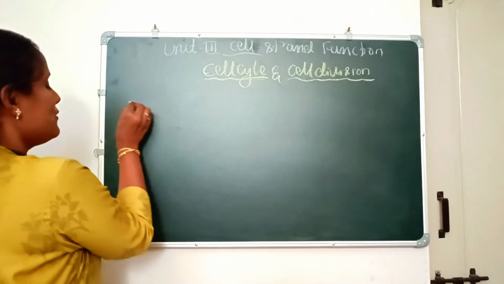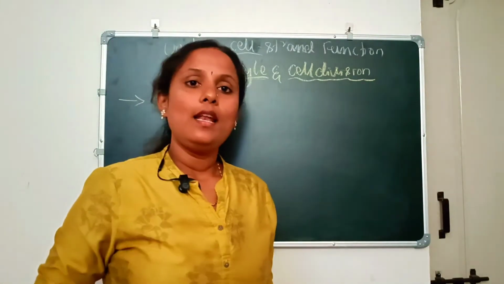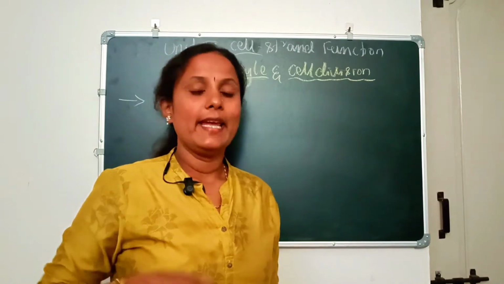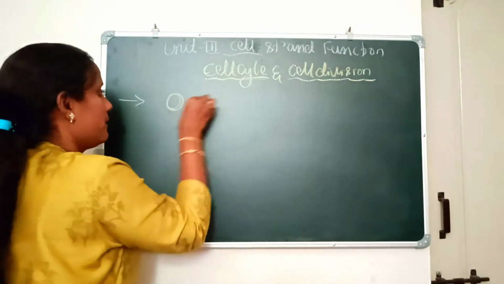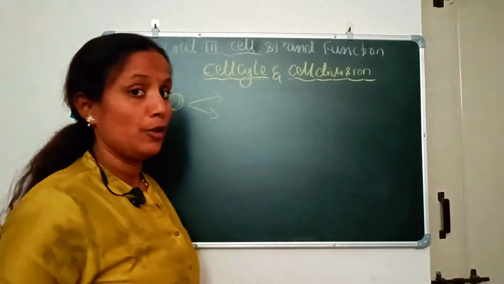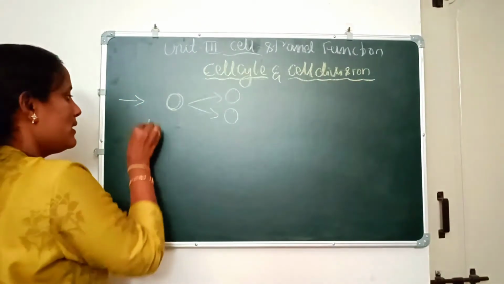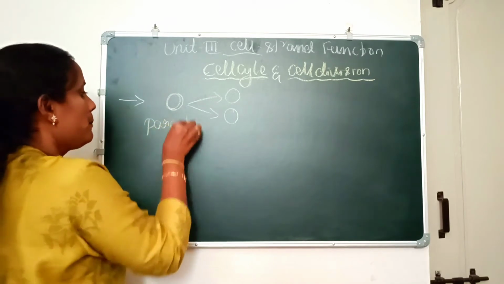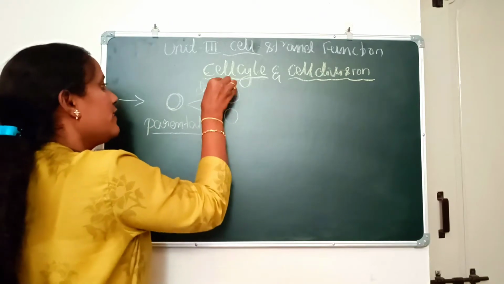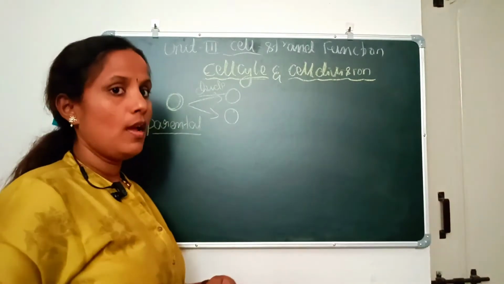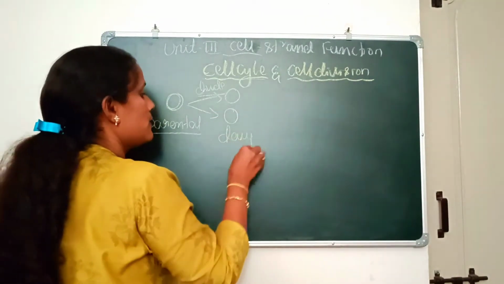Now, let us discuss first what is meant by cell division. All living organisms, as we know, are made up of cells. The cell will divide to produce two identical daughter cells. If we consider this as a parental cell, the parental cell will divide. Meanwhile, it will also grow, and finally it will divide to produce the daughter cells.